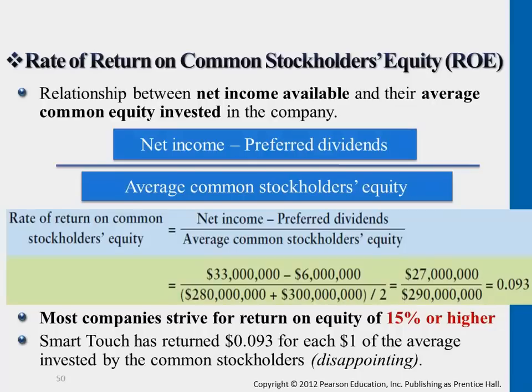Again, you see the term average. So you would compare the beginning, meaning last year's ending balance sheet common stock equity, and this year's ending common stock equity amount. Then add them together, divided by 2.